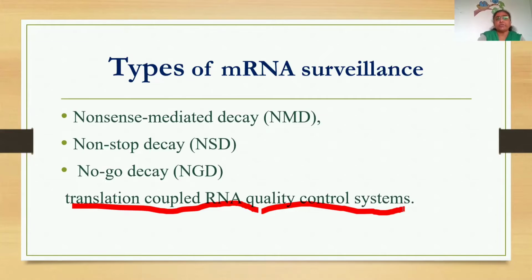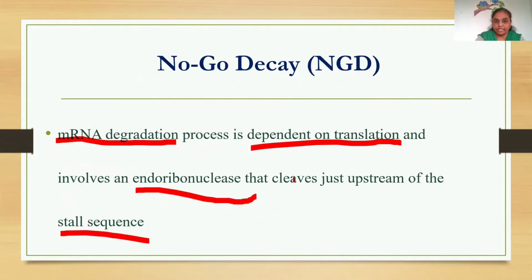They check whether the mRNA is of good quality and is going to give a functional product or not. If the mRNA is defective, it is going to be cleared by one of these mechanisms, according to the condition of the mRNA. Now, today's video: no-go decay.